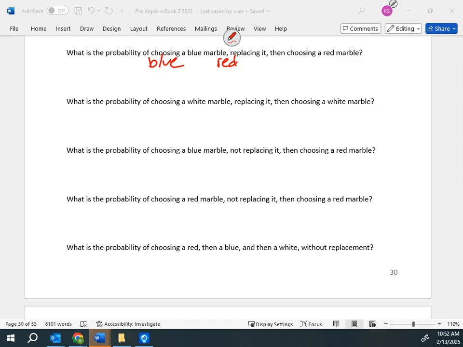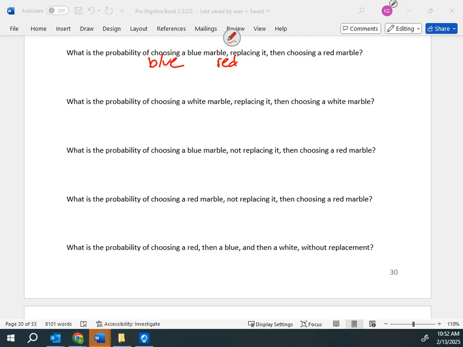Why am I labeling my events, Christina? So you know which one's which? So you make sure you're doing each event. There will be times that there are more than 2 events. We need to make sure we're doing every event. I'm telling you this because this is a common mistake that students make. They miss one of the events. So I always label them so I know what events I'm multiplying together.